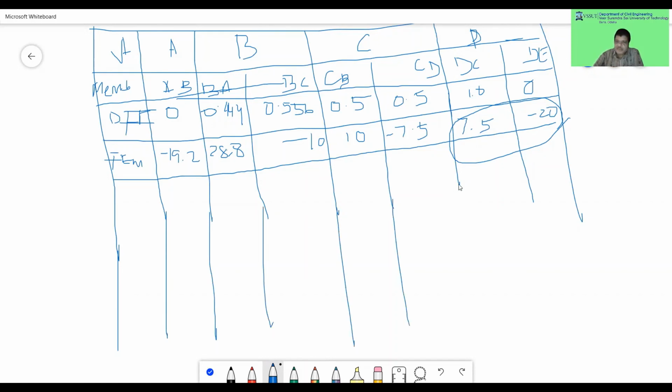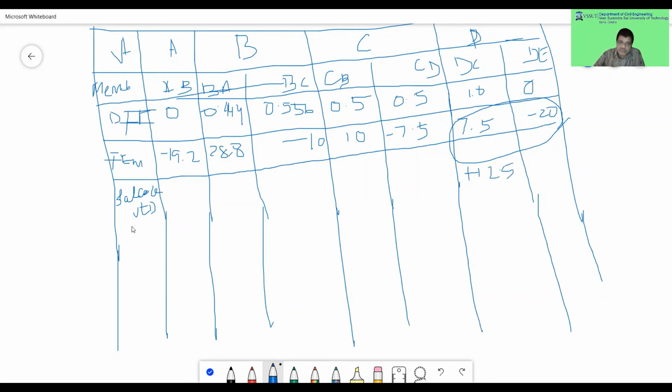What is the value coming? Minus 20 plus 7.5, that is minus 12.5. So first balance joint D, where you know the moment will be here like this. To balance joint D, you have to apply the moment plus 12.5 here, because 20 minus 7.5 leaves 12.5.